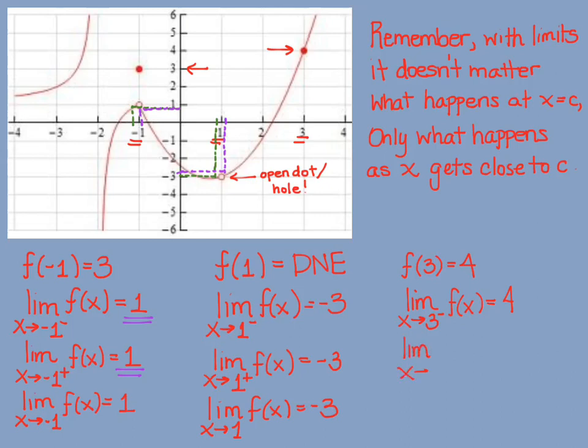Once again, if we try to find the limit as x goes to 3 from above of f of x, I can choose any x value slightly bigger than 3, trace it up until I hit the curve, and again, I'm going to expect in this case that it goes to 4. Since the limits from above and below 3 both go to 4, the limit as x goes to 3 of f of x is 4. Remember, it doesn't matter what happens at x equals c, it only matters what happens as x gets close to c when we're taking a limit.